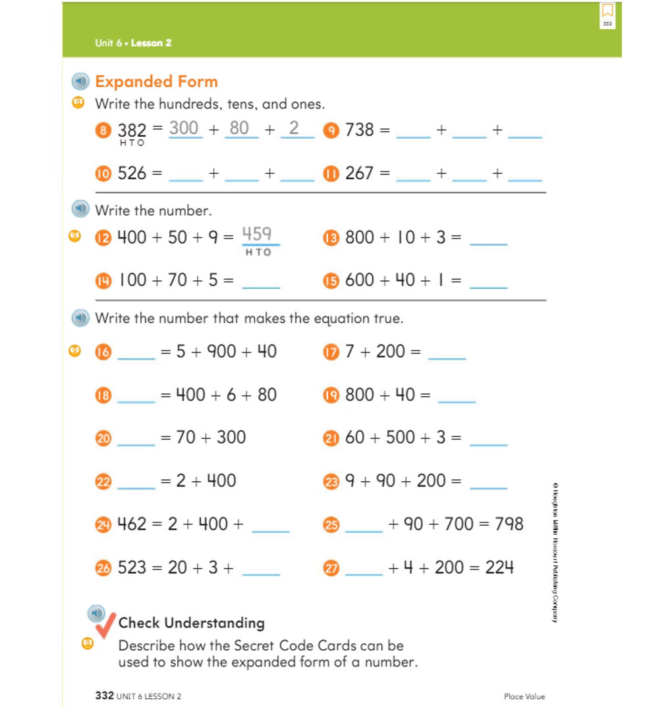I see that 400, so I know the 4 has to go in the hundreds place. I see I have 50, which is 5 tens, 10, 20, 30, 40, 50, so that's going in my tens place, and then I have those 9 ones. So what number do I have? 459. There it is right here, 459.